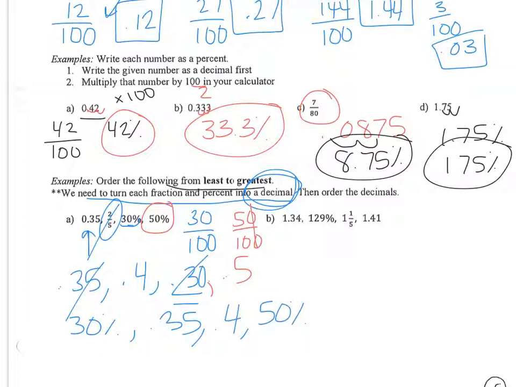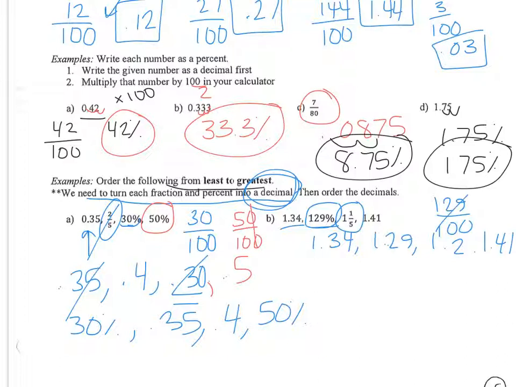Okay, then the last one. Let's write these all as decimals. So I have 1.34, doesn't change. 129% as a decimal is 129 divided by 100. So 129 divided by 100 is 1.29. And 1 1/5 is 1.2, and then 1.41.